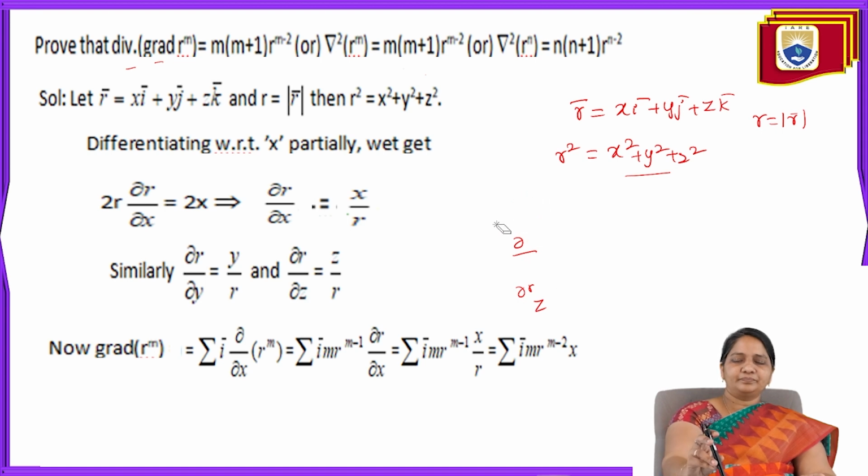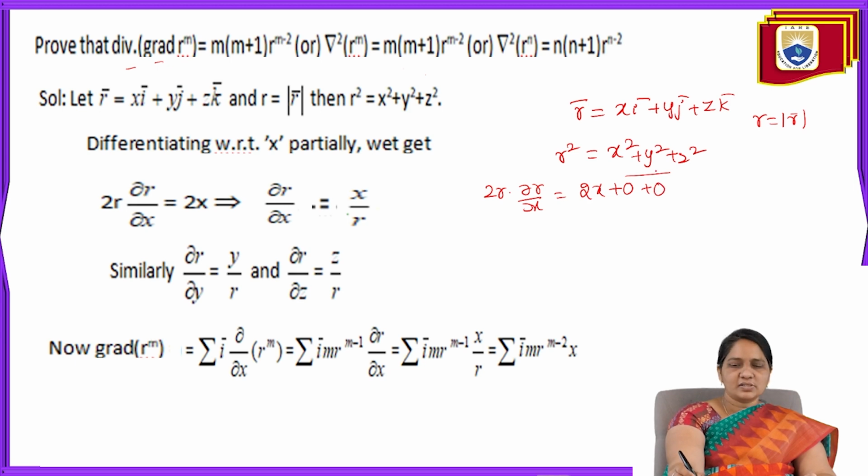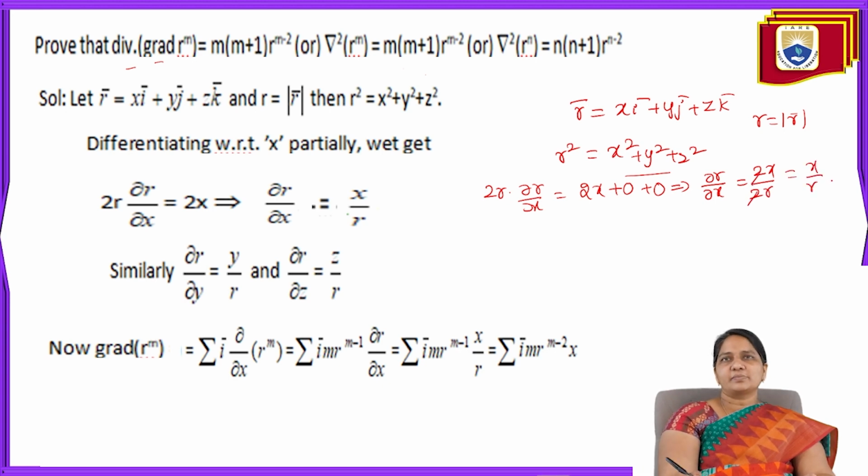First we will do r square. First I am doing with respect to x. So 2r dou r by dou x equal to x square is 2x, y square is 0 and z square is 0, because I am doing with respect to x, y and z both are constant. So finally dou r by dou x equal to 2x by 2r. So this is x by r.